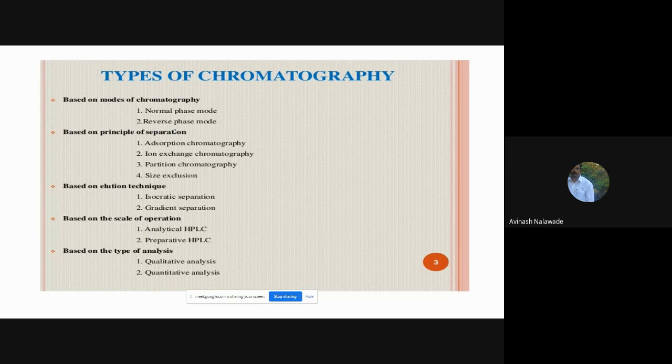Now, if we classify it based on the elution technique, elution means that in HPLC the mobile phase we are continuously using. So if we classify it that way, then it is isocratic separation or gradient separation. Now, what is meant by isocratic separation? Here we are using either a single solvent or a mixture of solvents in the HPLC. In this particular case, if the composition of the mobile phase is constant throughout, then the separation or the elution is called isocratic separation.